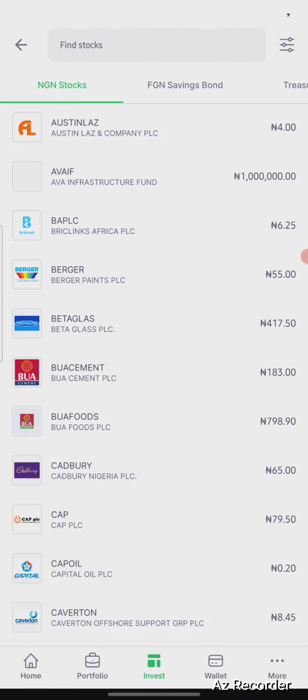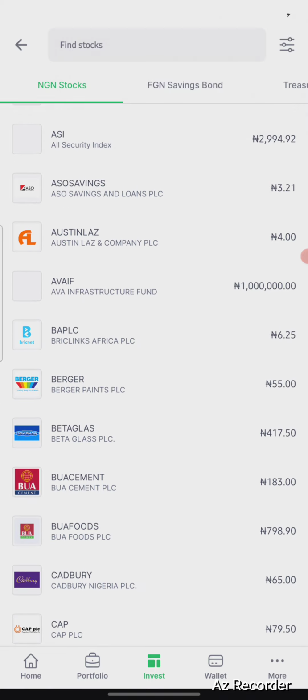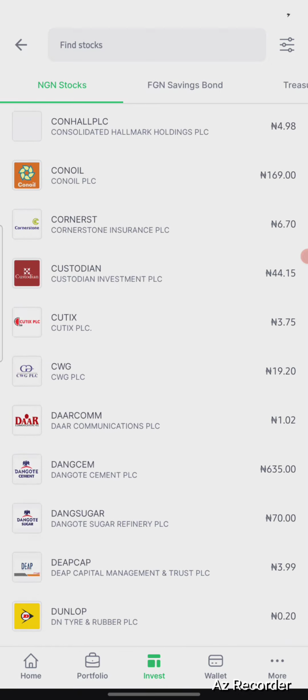They diversify their portfolio and they start adding more units to the ones they have already, instead of buying different stocks every day. It's not advisable. So look at it here.